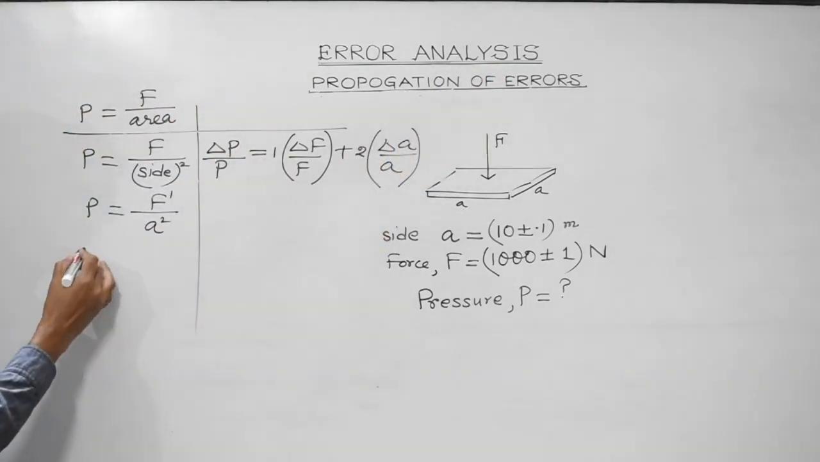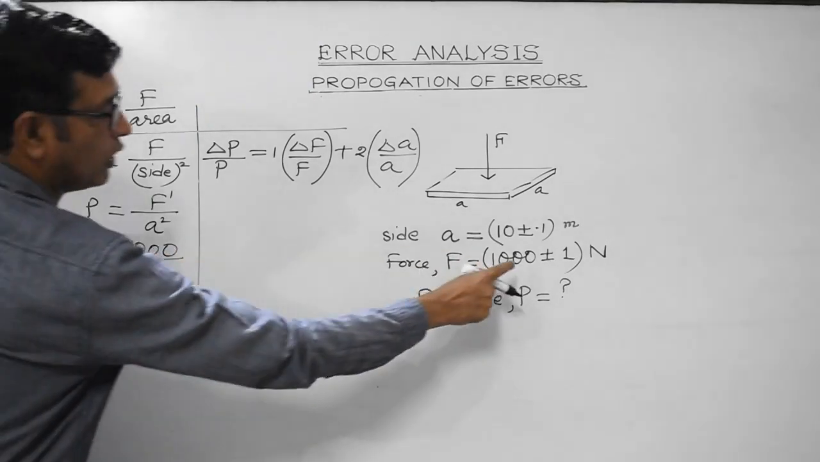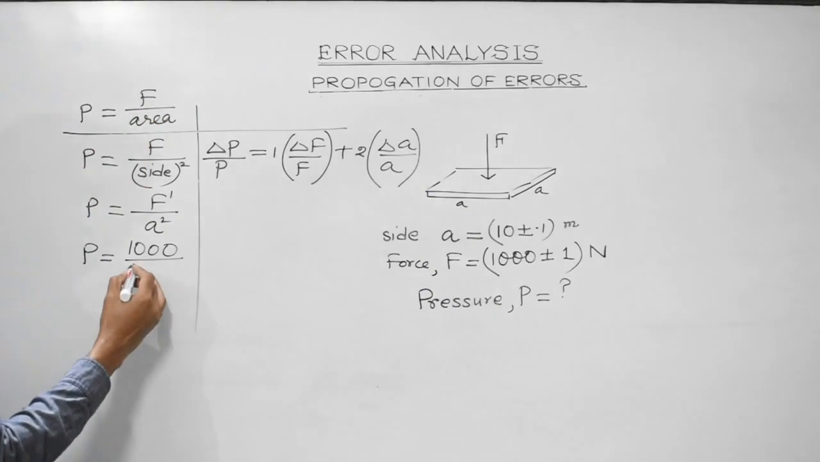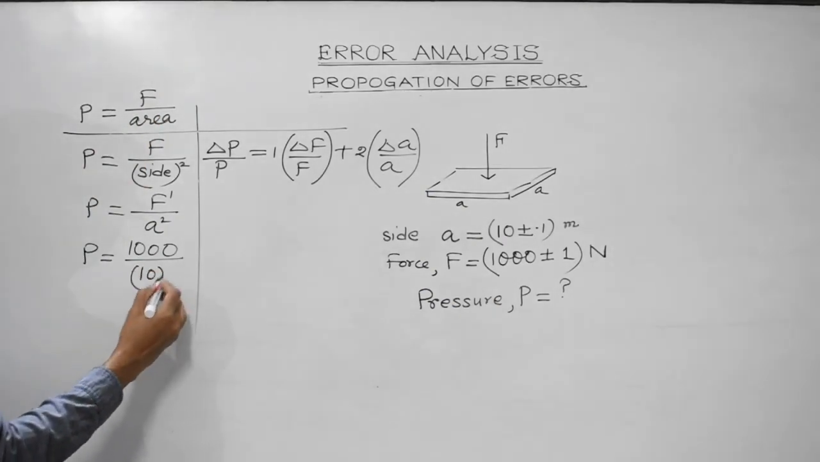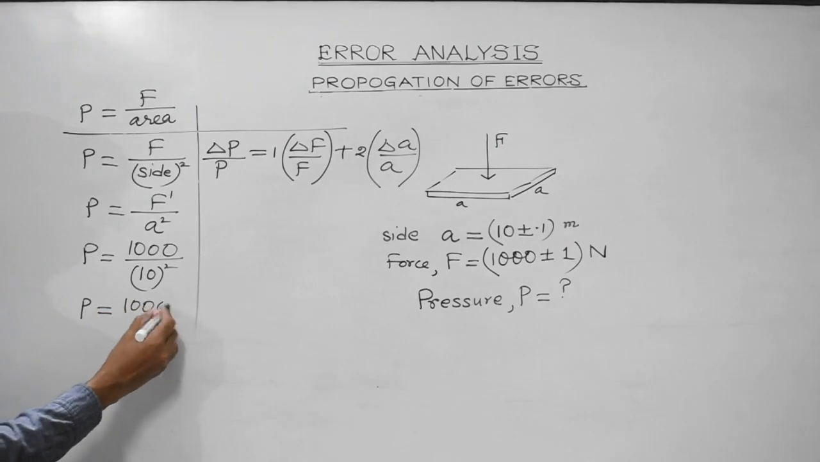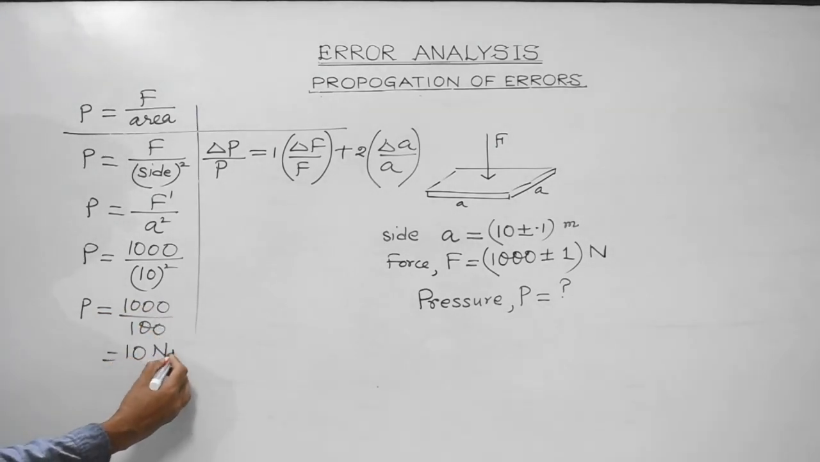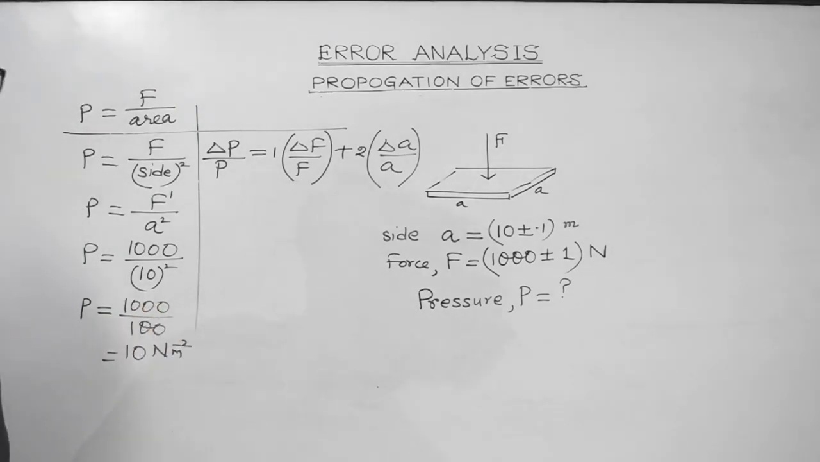Let's find out the true value. What is force? It's 1000. This is the true value of force and this is the true value of side. Side is 10, squared. So pressure is 1000 divided by 100, so it will be 10 Newton per meter square. That's the SI unit of pressure. It is also known as Pascal.